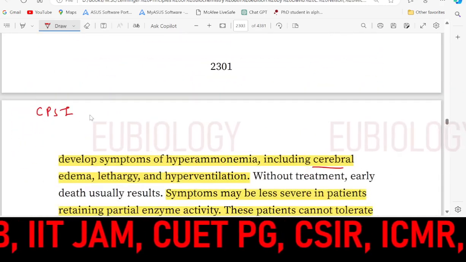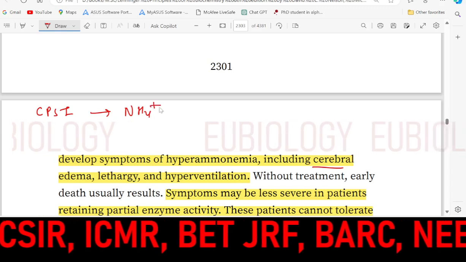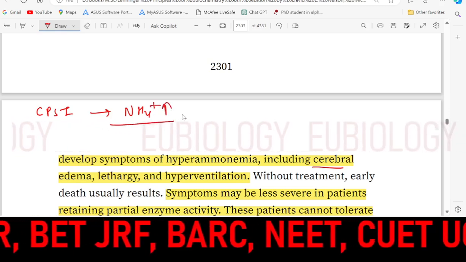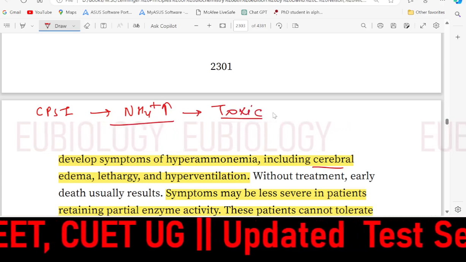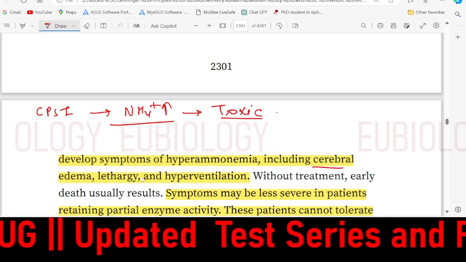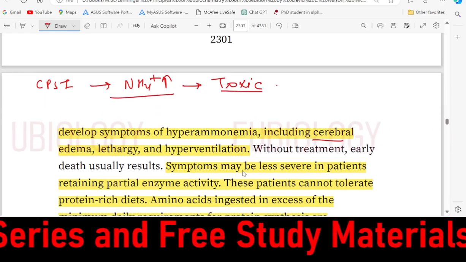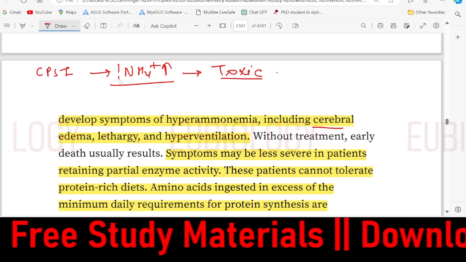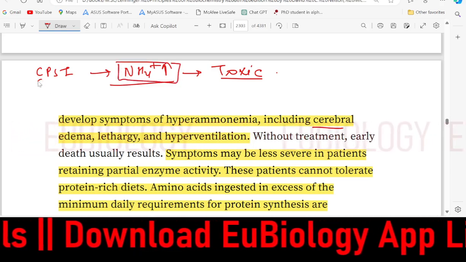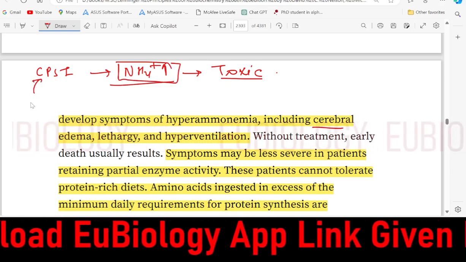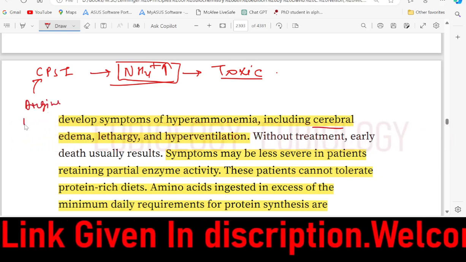If carbamyl phosphate synthetase 1 will be not there, then finally what is happening? The NH4 plus will increase. If NH4 plus will be increased, it will become more toxic. If it will become more toxic, then edema or the lethargy, hyperventilation, this type of things will occur. So what we have to do? We have to reduce this ammonia by any way. So either two things we can do, because this required glutamate or it required arginine.